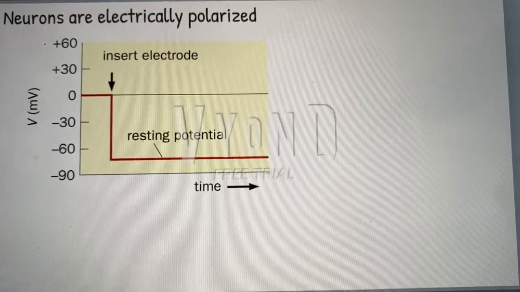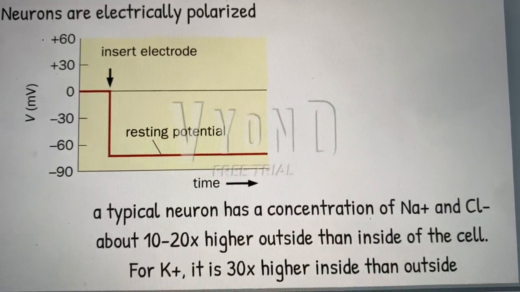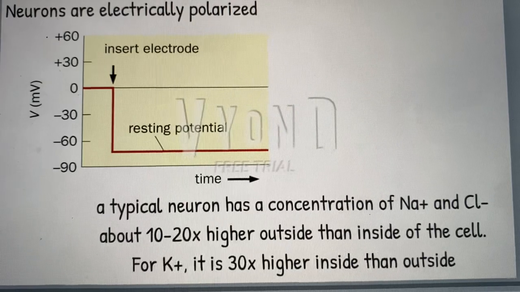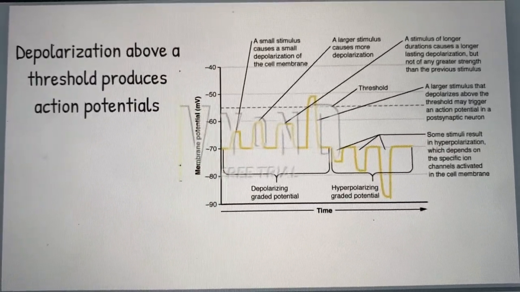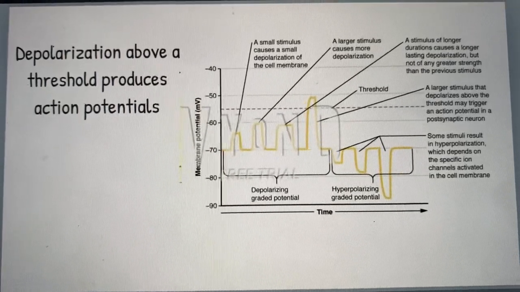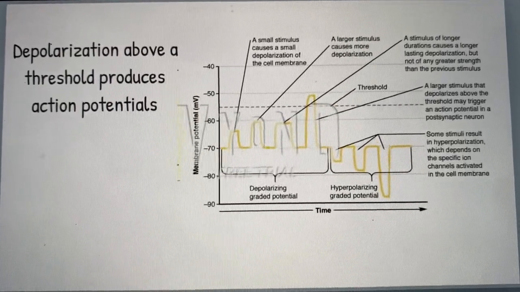Depolarization of the neuron reduces negative charge, while hyperpolarization increases negative charge. The smaller the stimulus, the less action potential will propagate. The larger the stimulus, the more action potential will propagate.